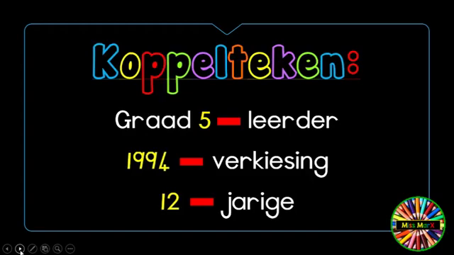Graad 5 leerder, a grade 5 learner, ons koppel die 5 aan die leerder. We join or connect the 5 to the noun leerder. Our next example is 1994 verkiesing. 'n Verkiesing in Engels is 'n election. Here we join or connect 1994 to the noun verkiesing, which is an election. Ons volgende voorbeeld is 12-jarige, and that's when we connect the number 12 to jarige, which means it's a 12-year-old.